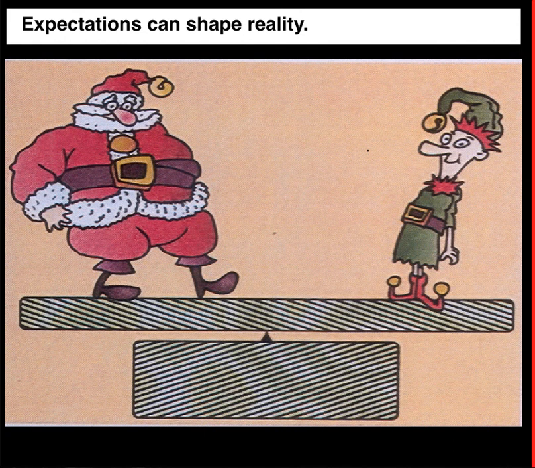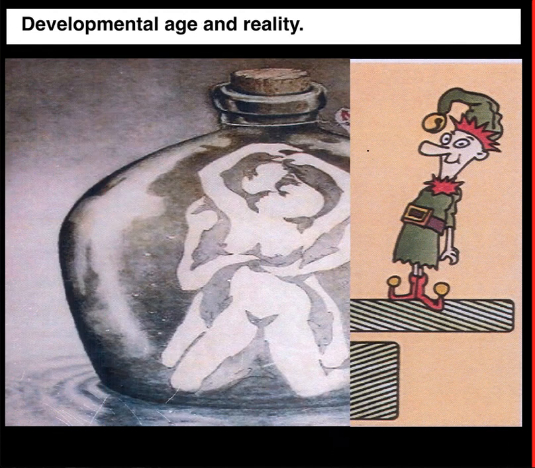It appears that the seesaw is tilted down to the left. Santa Claus is heavier than the elf. But the reality is that was just our expectation. The reality is they're exactly parallel, even though they do not look like it. Again, the brain draws a faulty inference.